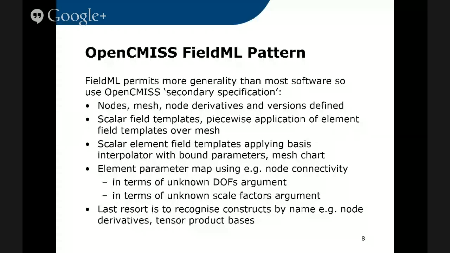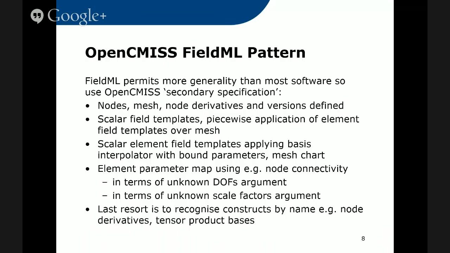You have the same issues in CellML. You can describe something with some mathematics, and the recipient software may not be able to parse it. So you end up wanting to have a kind of secondary specification. And because we're actually both working on essentially the same larger package, we agree on this open schemas field of our pattern. And I'll just go through some of the things we do. We just expect there to be some nodes defined, a mesh. And because we often use mixed interpolation, we declare these sets of derivatives and versions and use those.